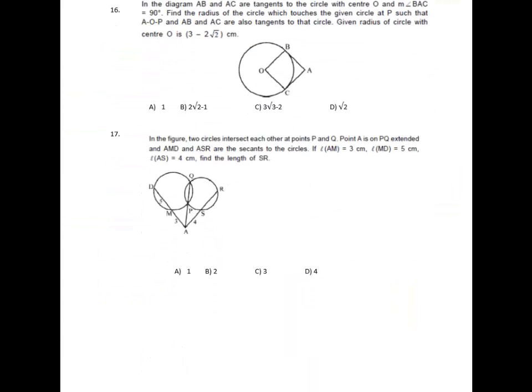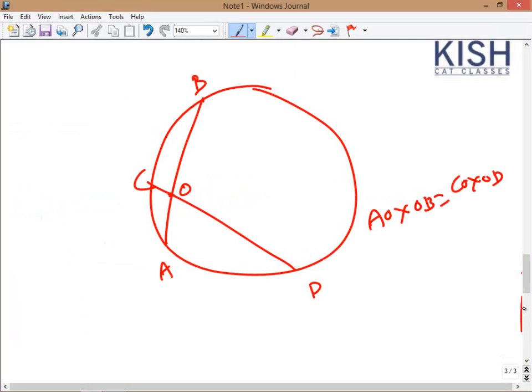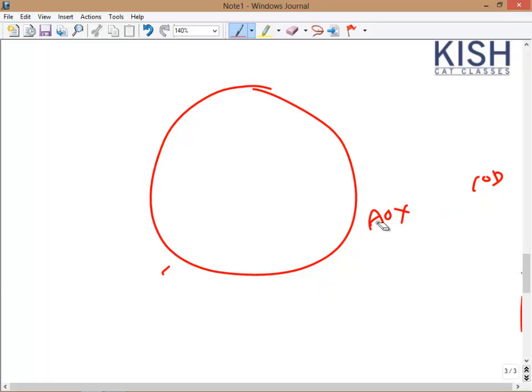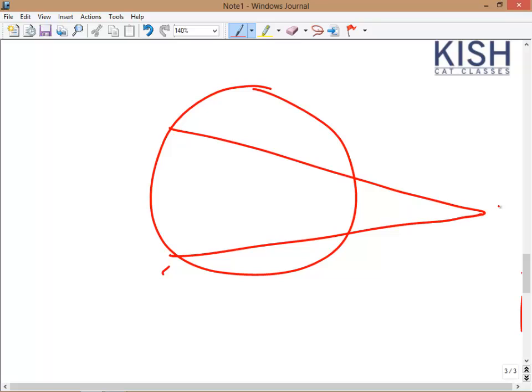Now one more property I need to cover. It's an internal one. So let's draw two secants from the same point. Let's say these points are A, B, and this is C, D. Then PA into PB is equal to PC into PD.